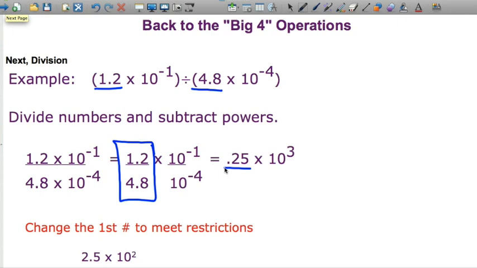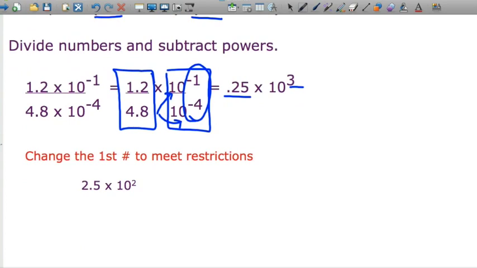And then I'm going to take 10 to the negative first, and I'm going to divide it by 10 to the fourth. So the rule here, when you're dividing similar bases, remember you need to subtract the exponents. So that means 1 minus a negative 4, which gets me a positive 3. But again, if I look at the first number, 0.25 or 25 hundredths, that is not in between 1 and 10. So what I need to do is change the first number to meet the restrictions. So I'm going to move the decimal spot over 1.